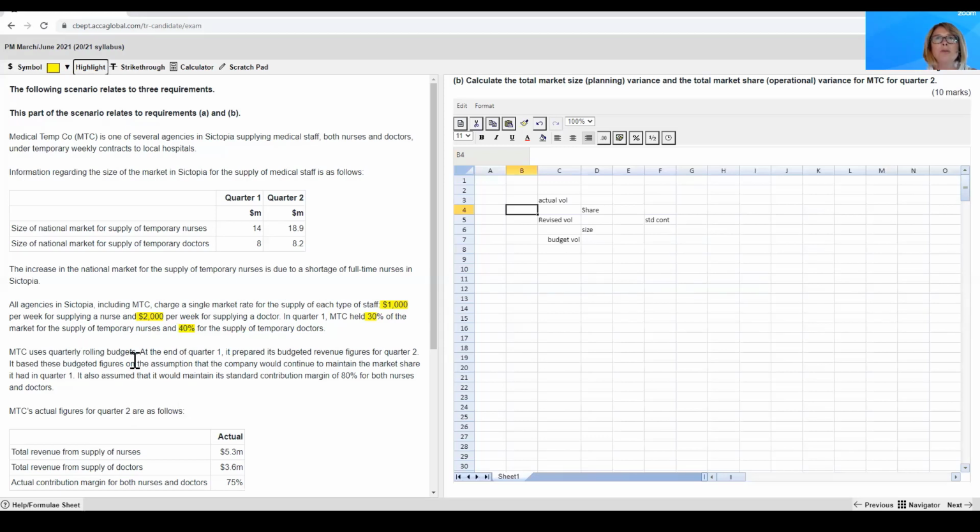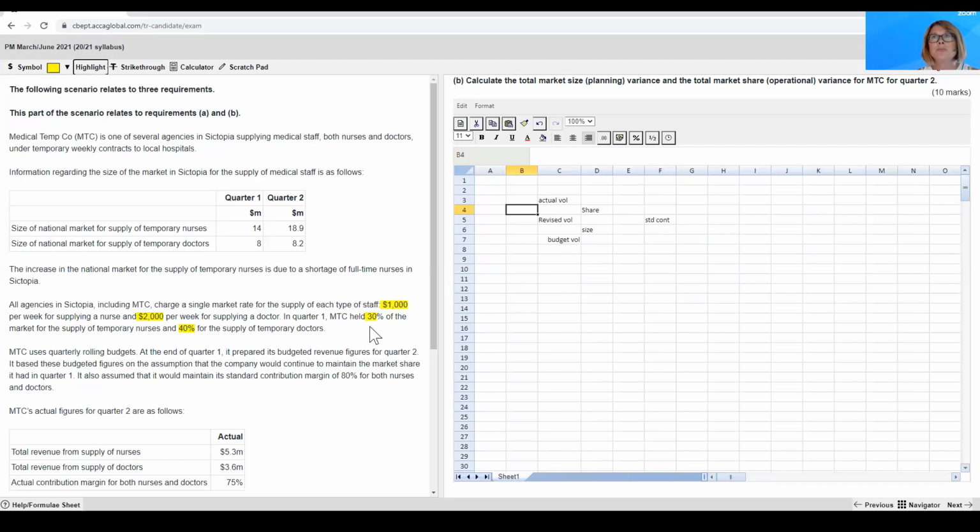Now they use quarterly rolling budgets, and at the end of Q1, it prepares its budgeted revenue figures for Q2. Right, so the budgeted revenue figures are based on Q1's market size, okay? And so what they do is they base the budgeted figures on what they would continue to maintain the market share they had in Q1. So remember, you're at the end of Q1 and you don't know that Q2's market size is going up. So your budget is therefore based on the original market size.